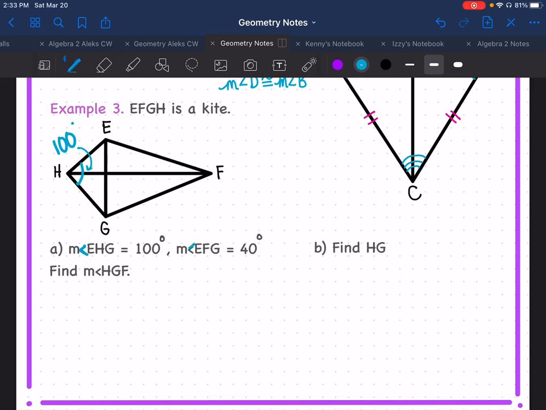Angle EFG. EFG. This one. 40 degrees. They're not the same, guys, so I'm not going to mark them as equal. Okay, find the measure of HGF. HGF. This is the one that they want. I'm going to put that one in a different color.